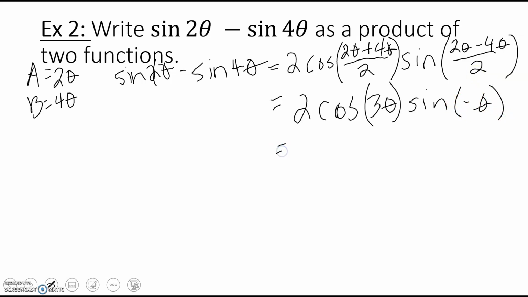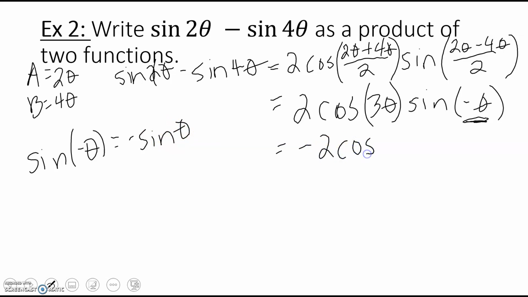Alrighty. Now, one thing is we don't want to leave this negative in here. And if you remember the negative angle identities, or what we also call the even odd identities, the sine of negative theta, I'm just going to write it over here to the side, is equal to negative sine of theta. That's one of our previous identities. So I'm going to pull that negative in front, and that's going to become negative 2 cosine of 3 theta times the sine of theta. Because sine of negative theta is equal to negative sine theta. So I just put the negative here, and then here's the sine theta. And that will be your final answer.